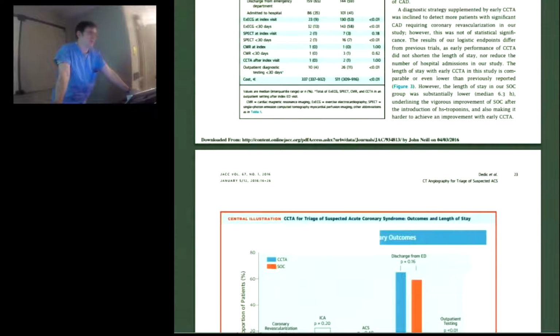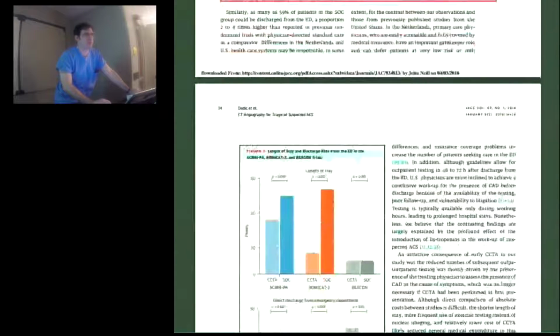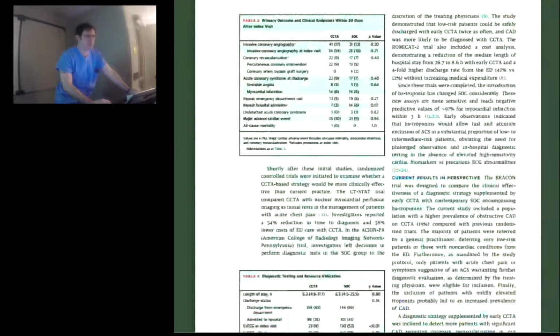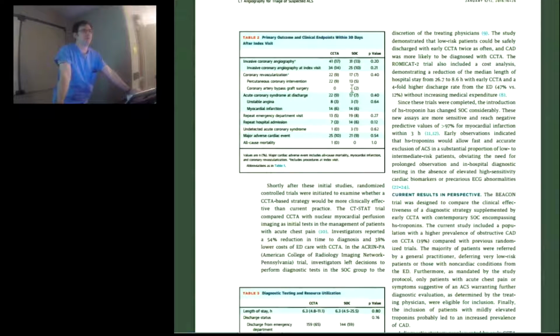There were 7 SPECTs and 3 CMRs. They commented on this and did some sort of analysis to make sure it wasn't a difference, but 4 patients in the standard of care arm ended up getting CABG as opposed to PCI, so you would imagine that would be a little more expensive. A longer hospital stay, more expense. None of the patients in the CTA arm had CABG. 17 got revascularized in the standard of care arm, four of them CABG, versus 22 in the CTA arm, and none were CABG. They were all PCI.